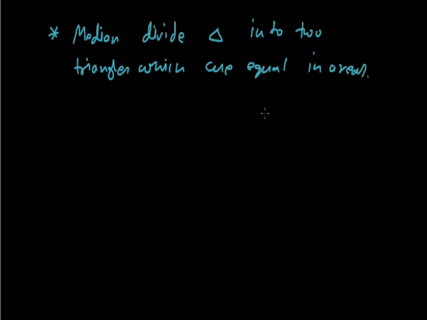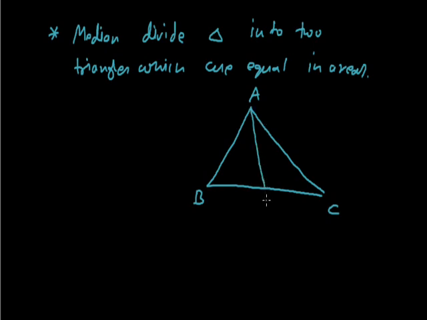मीडियन क्या करता है, मीडियन ट्राइंगल्स को दो ट्राइंगल्स में डिवाइड करेगा और वो दोनों ट्राइंगल्स का एरिया सेम होगा. Median divides a triangle into two triangles which are equal in area. Let's say we have a triangle ABC and we have a median AD. AD is a median, so BD equals DC. So the area of triangle ABD is equal to the area of triangle ADC.